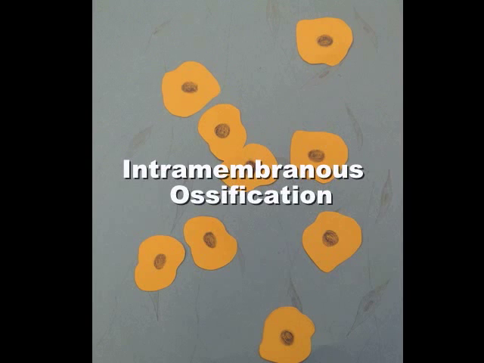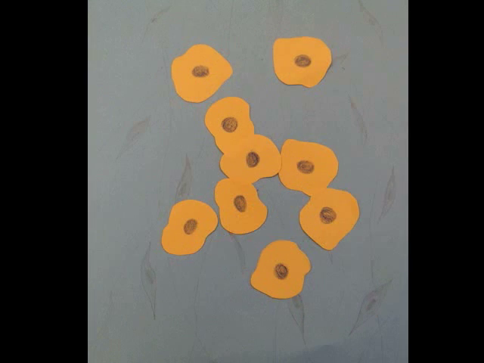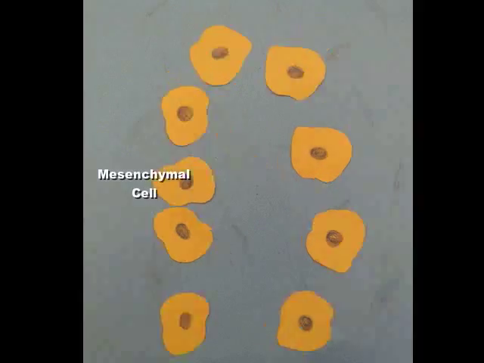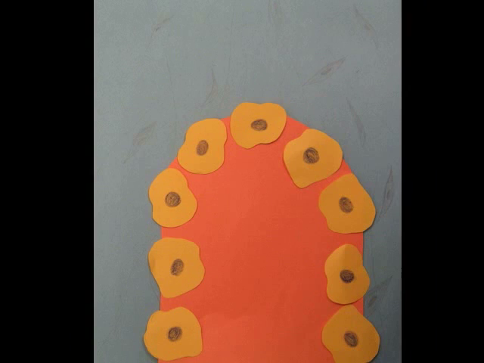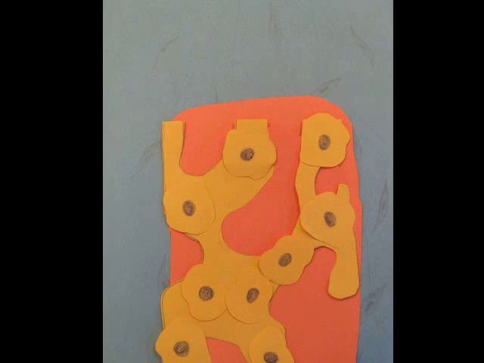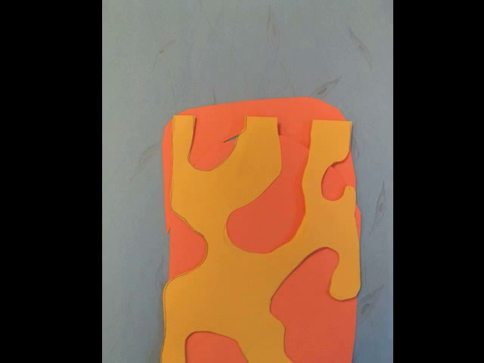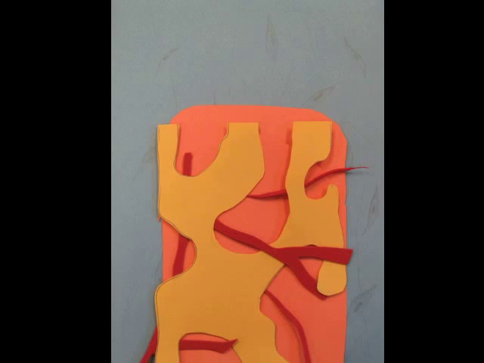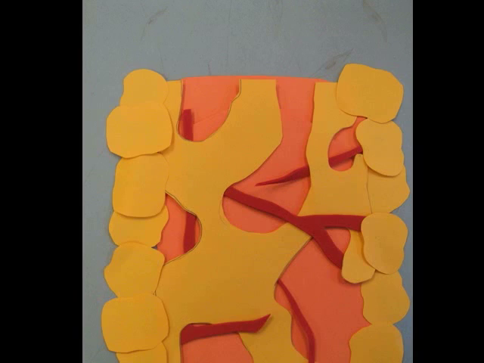Some dermal bones include the clavicle and parts of the skull. First, an ossification center appears in the fibrous connective tissue membrane. Then, bone matrix is secreted within the fibrous membrane. Later, woven bone and periosteum form. And finally, the bone collar of compact bone forms and red marrow appears.